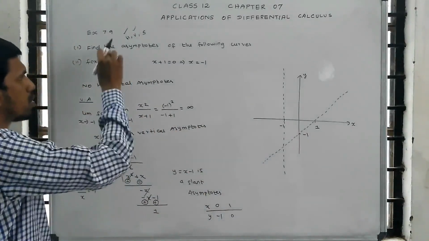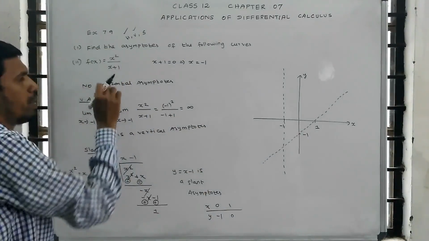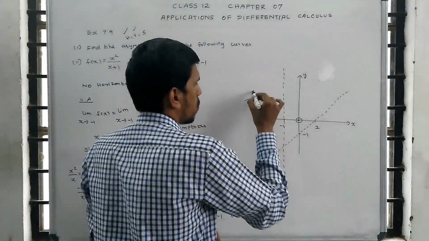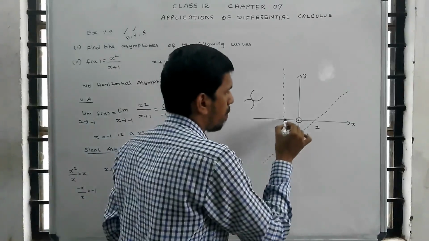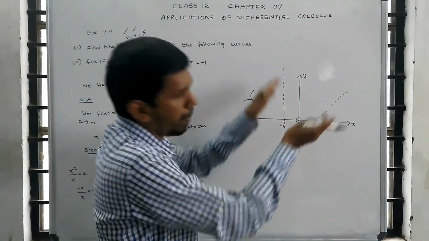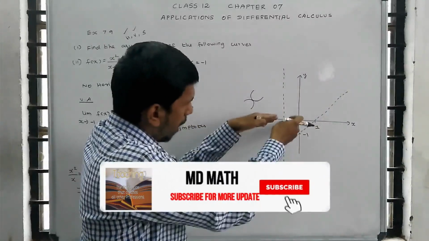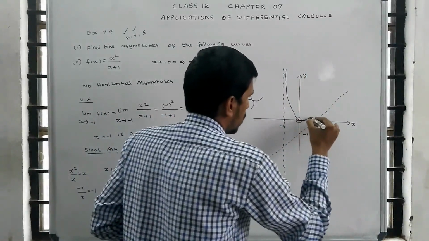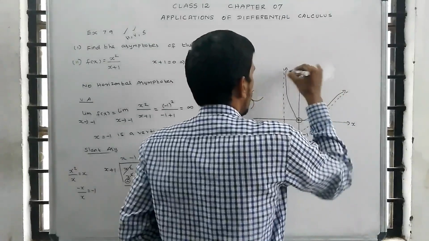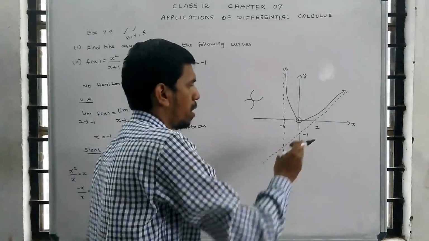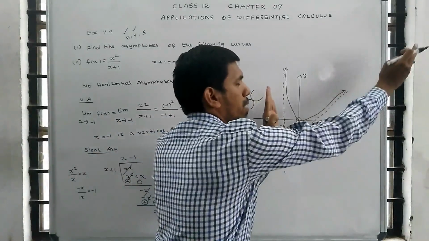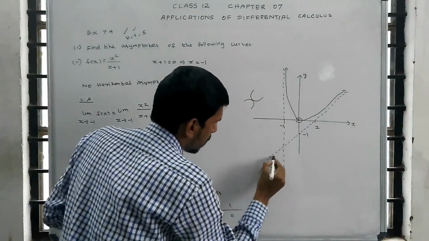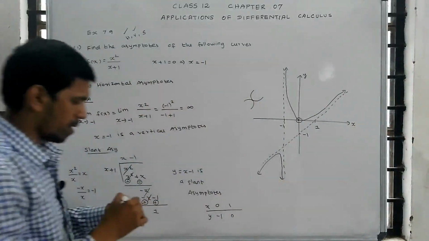First we plot the point at 0, and then we draw the curve. Now we will do the corresponding curve.